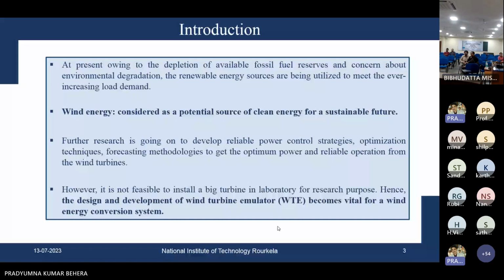Among various renewable energy sources, wind energy is considered as a potential source of clean energy for a sustainable future. So various research works are going on to develop reliable control strategies, optimization techniques, forecasting methodologies to get optimum power and reliable operation from the wind turbine. However, it is not feasible to bring or install such a big wind turbine in a laboratory for research purpose. Hence, the design and development of wind turbine emulator becomes vital for a wind energy conversion system.